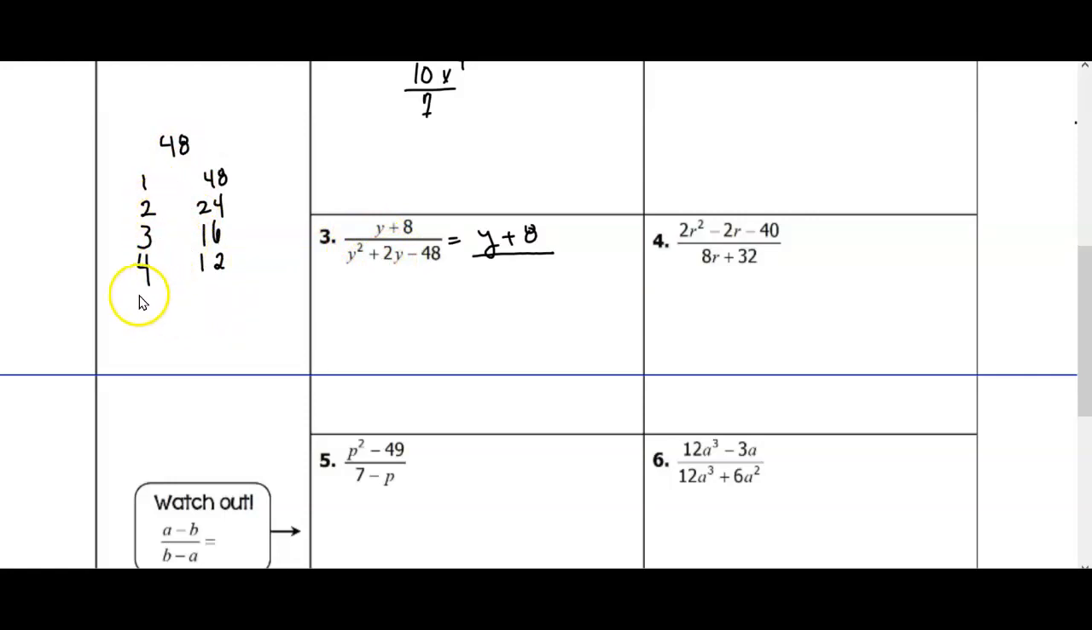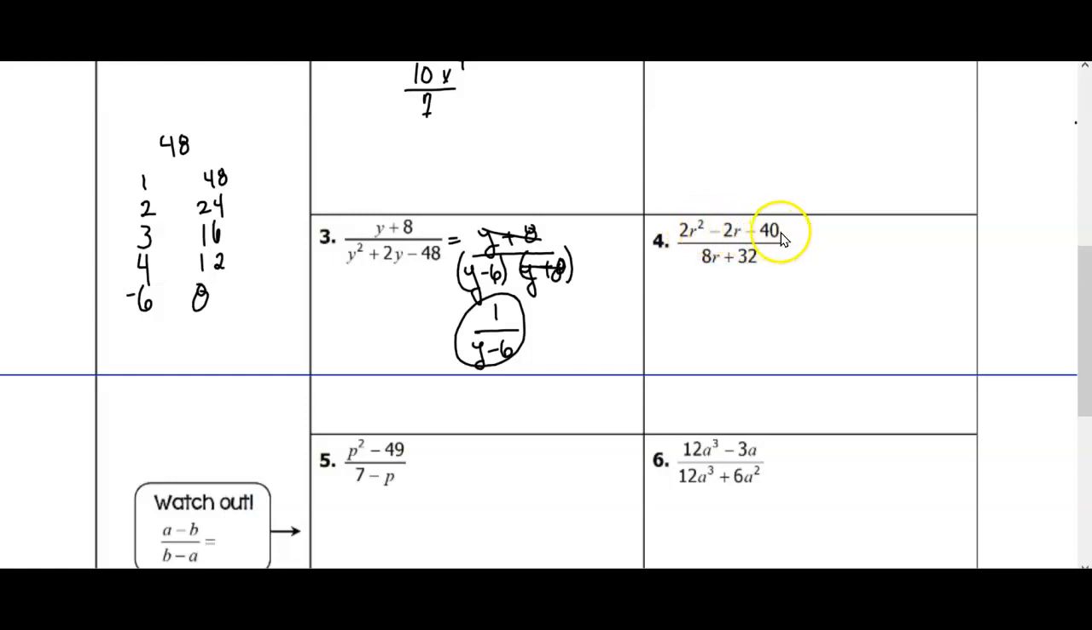5 doesn't go in. 3 and 2 goes in, so 6 goes in. That's going to be 6 and 8, which gives us our difference of 2. Larger number gets the sign in the middle, so the 8 is positive and this is going to be minus 6. So what we have is y minus 6 times y plus 8. So the y plus 8's cancel out, and you're left with 1 over y minus 6. And that is simplified.